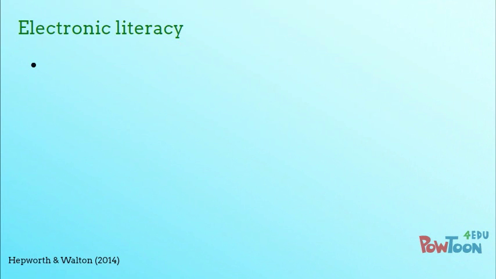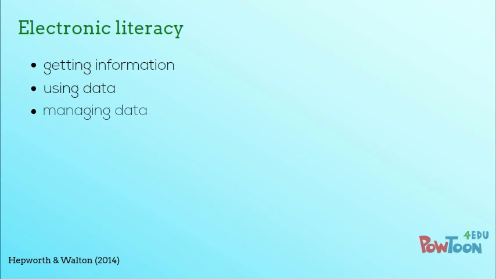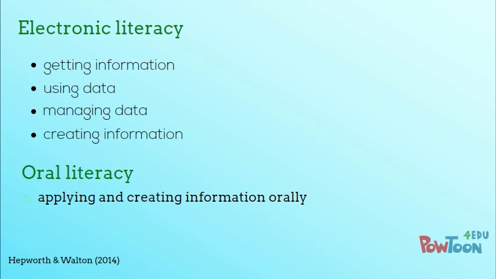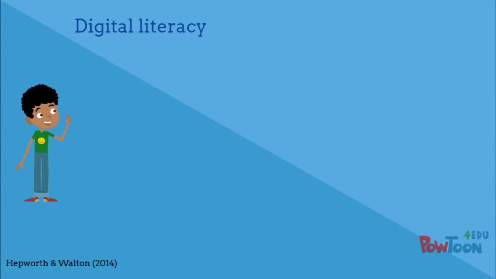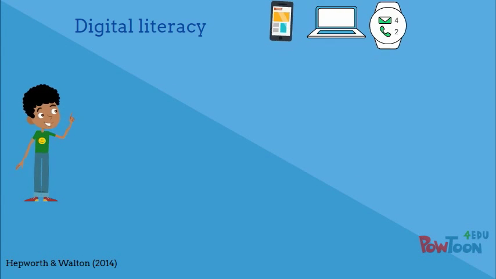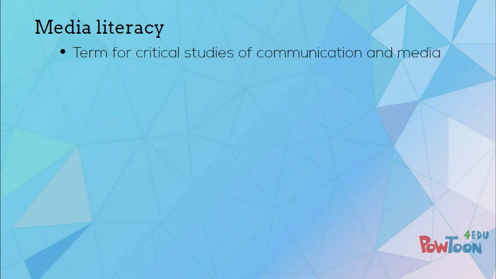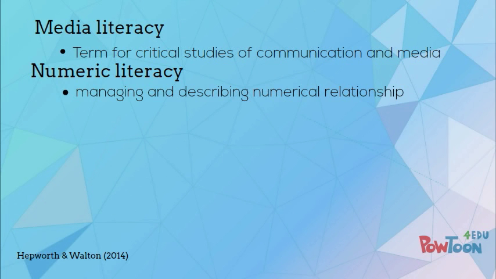E-literacy is concerned with the ability of accessing, using, managing and creating information in an electronic environment. Oral literacy is concerned with using and creating information in an oral form. Digital literacy includes information technology skills related to using software to create, organize, use and communicate information, data and communication. Media literacy is a term of study in communication and media which refers to critical use of information and communication. Numeric literacy is related to manipulating and expressing numerical relationships.